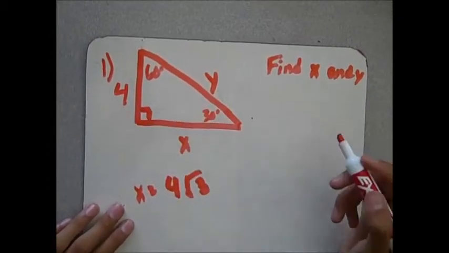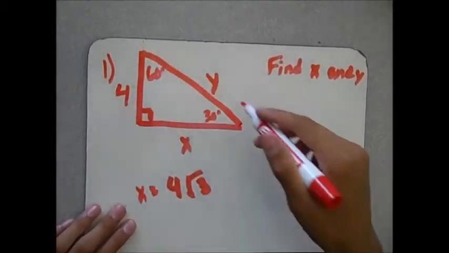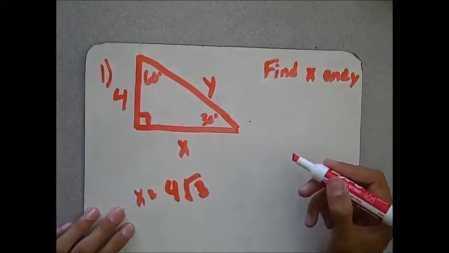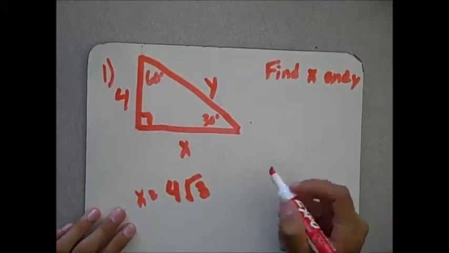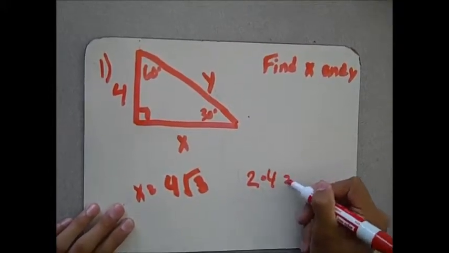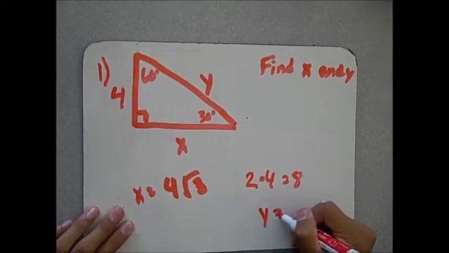Now, since you know your short side value, and the hypotenuse rule is 2x, you're going to multiply your short side value by 2. So 2 times 4 gives you 8, and y then equals 8.